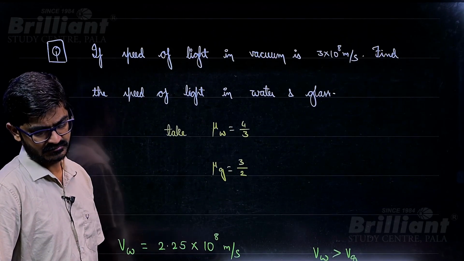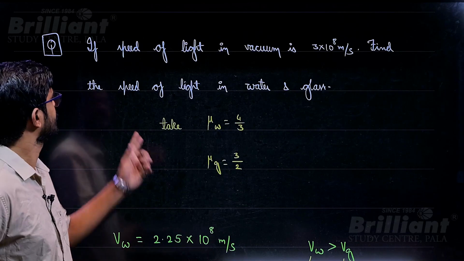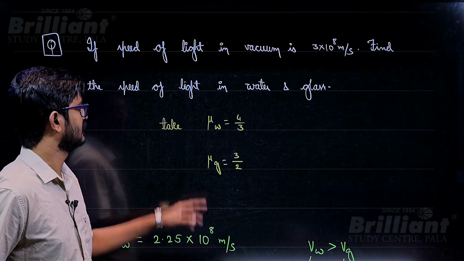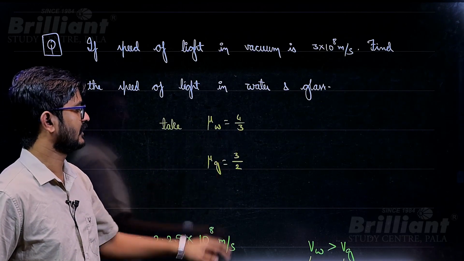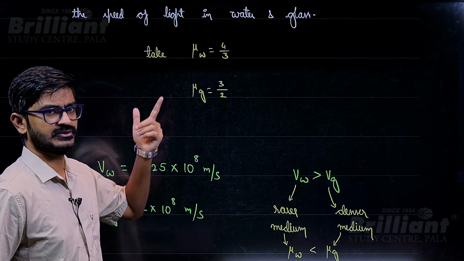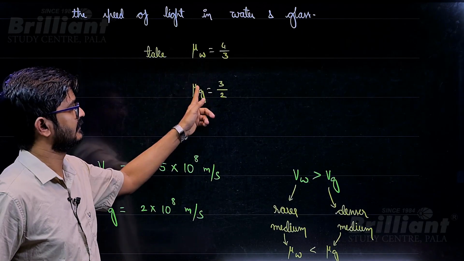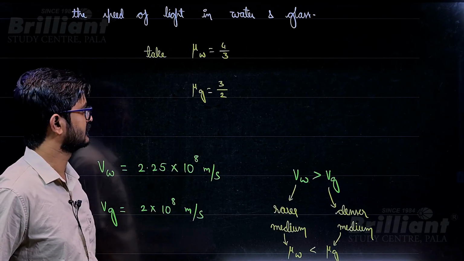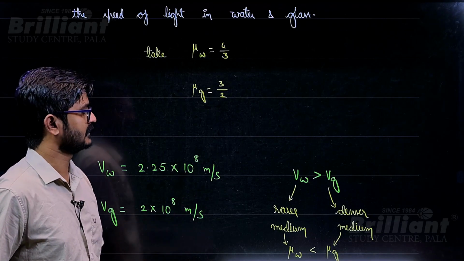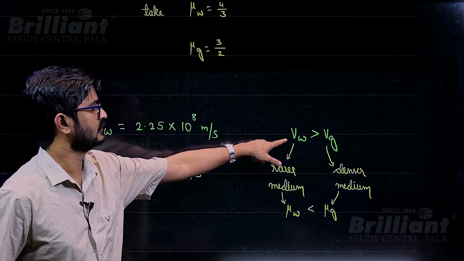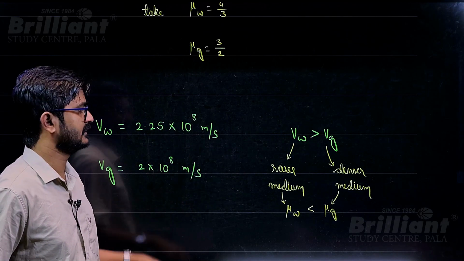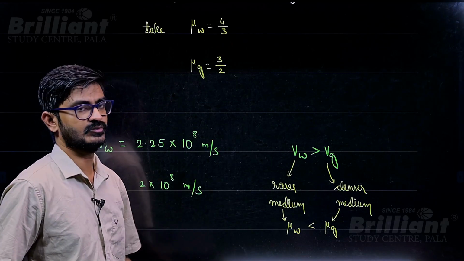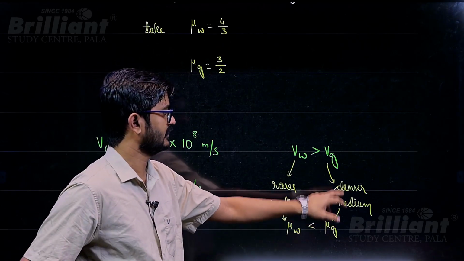You can take this simple question, pause and try it. If the speed of light in vacuum is 3 × 10^8 meters per second, find the speed of light in water and glass. The mu values of water and glass are given. When you substitute mu equals c by v, you will get the values. Speed of light in water is this much, speed of light in glass is this much. You can see that the more the mu value, the less the speed. Water speed is more, glass speed is less, and glass mu is more, water mu is less.